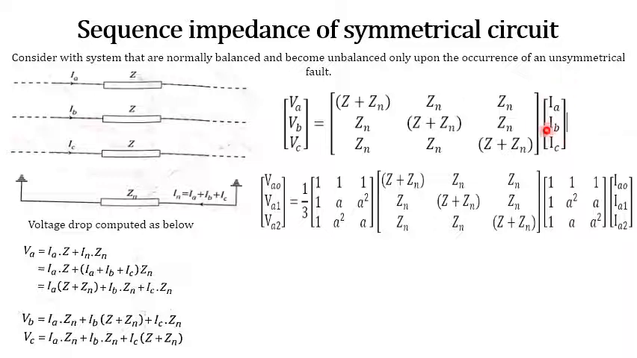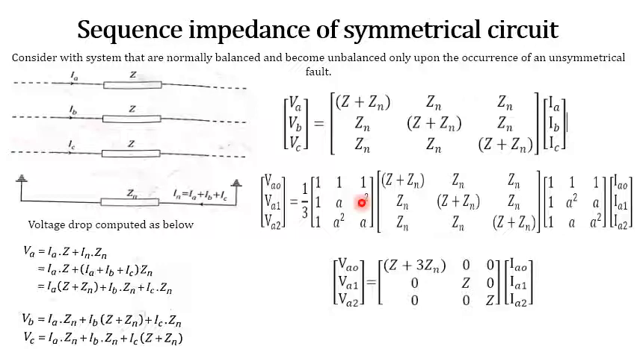Suppose this term goes to the right hand side, it will become 1 by 3 times the matrix 1 1 1, 1 a square a. When we multiply this matrix with that matrix, we will get only the diagonal elements.